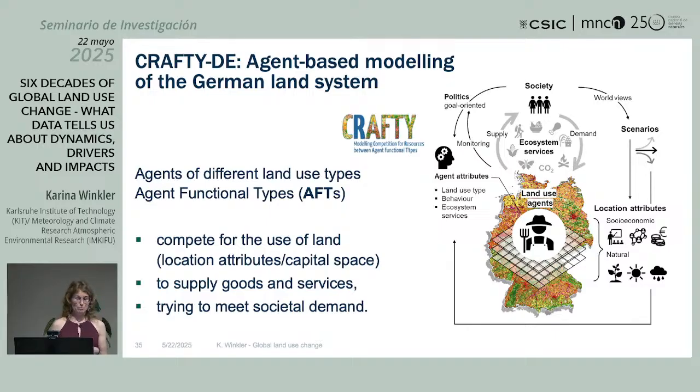Those land use agents supply different goods and services to the society. And this is this loop here, the society also places demands. So society needs different things from the land system in different scenarios. And so a big part of this modeling is scenario development, of course. Which scenarios do we take? How is society evolving? But also how are climate and the biophysical properties of the land changing the way we can produce the goods and services? So this is a bit the setup.